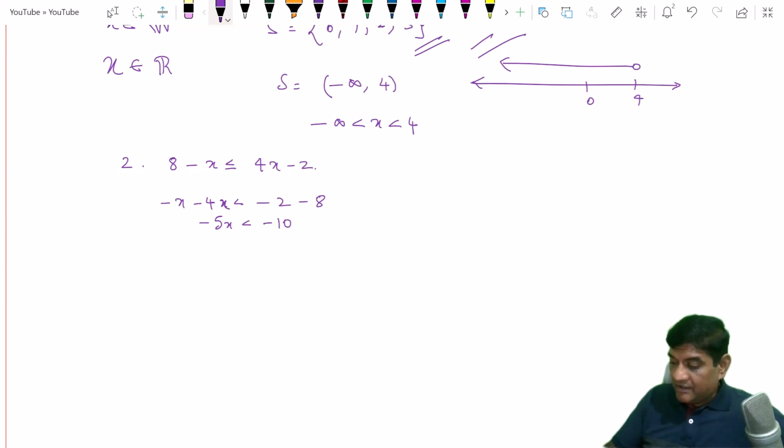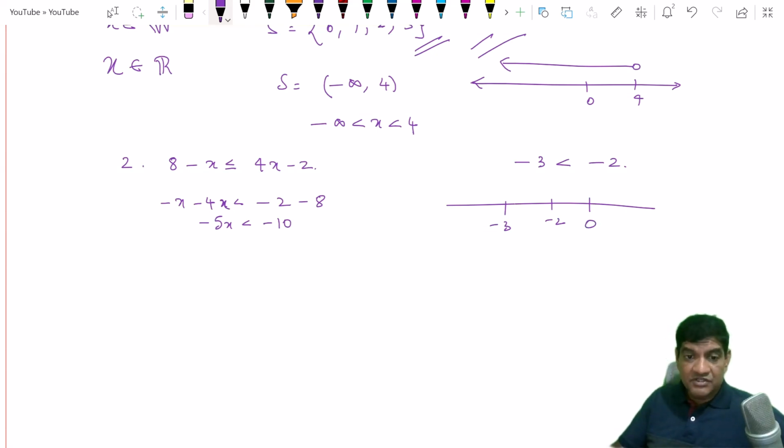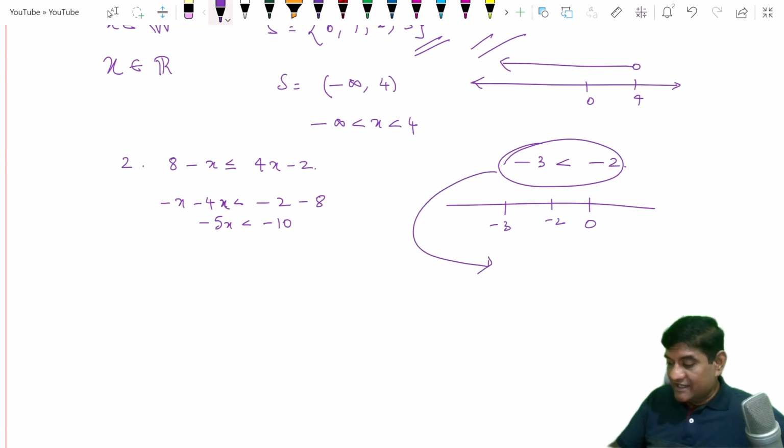Let's understand why. We all know that minus 3 is less than minus 2, right? Because on the number line, minus 3 is towards the left and minus 2 comes towards the right, and therefore minus 3 is going to be lesser than minus 2. However, when I multiply this with a negative sign, what happens? I get a 3 and then a 2. So 3 is not less than 2. 3 is actually greater than 2.